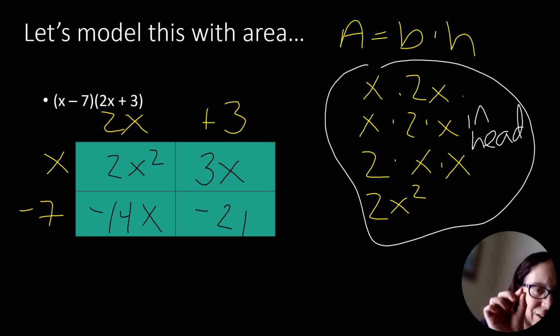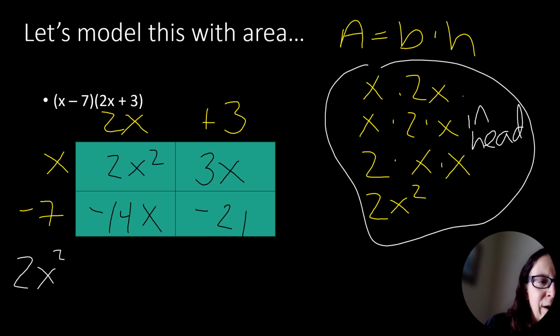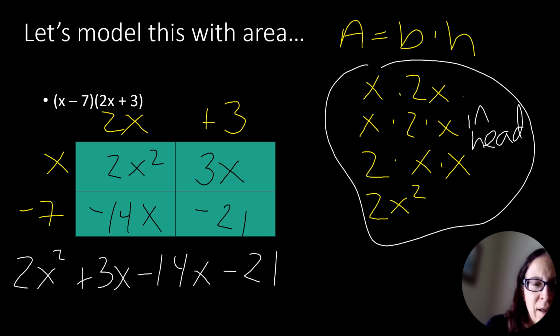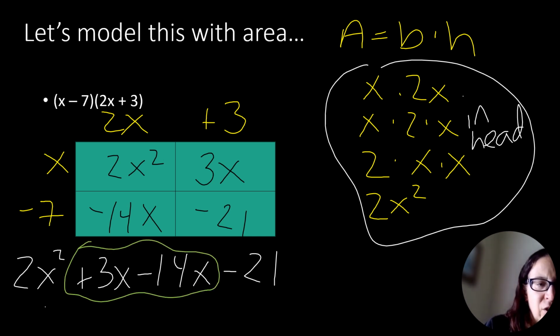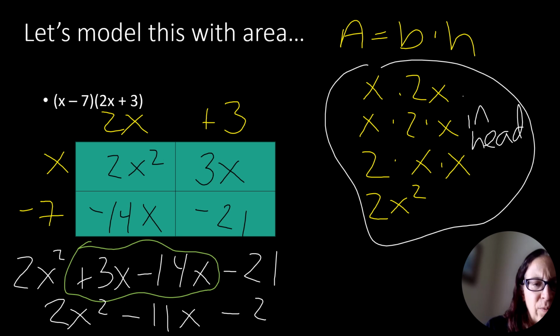Because remember, I'm not looking for the little areas, I'm looking for the area of the entire rectangle. So to add that up, we would have 2x squared plus 3x minus 14x minus 21. And we can combine these terms to get 2x squared minus 11x minus 21.